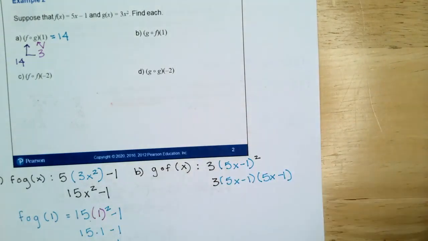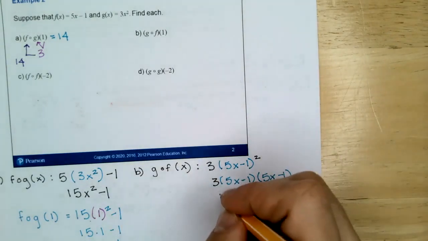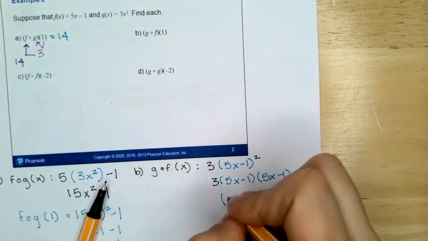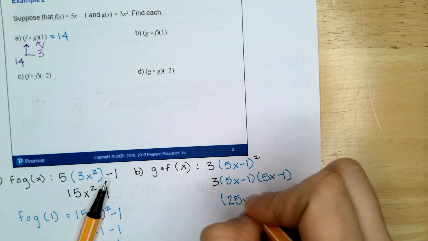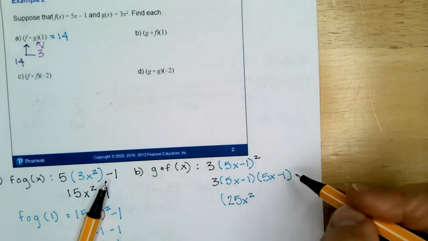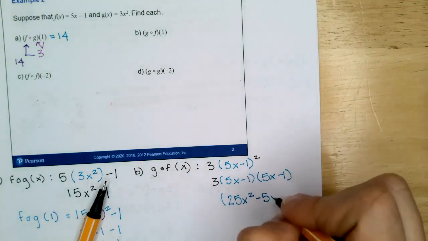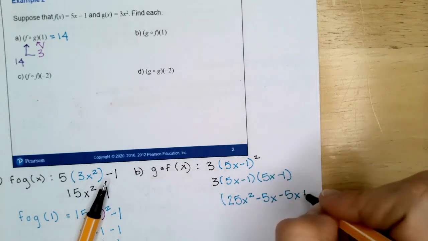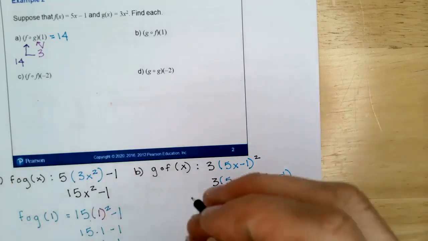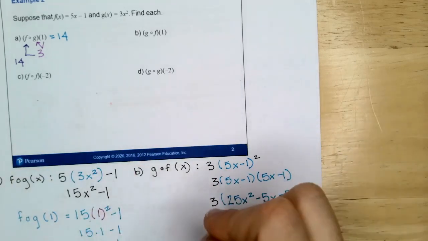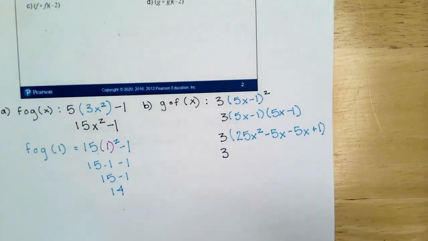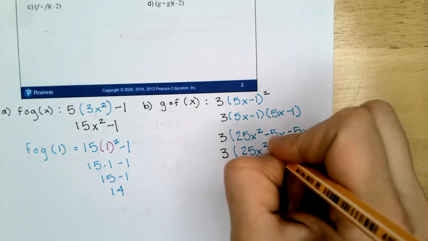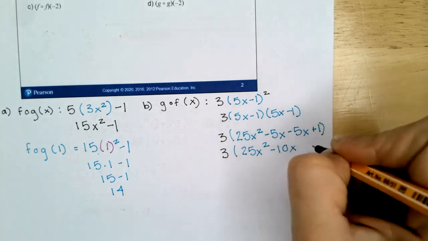Still times 3. Okay, I'm going to do the FOIL first. So that's going to become 5x times 5x is 25x squared. 5x times a negative 1 is a negative 5x. Negative 1 times 5x is a negative 5x. And then negative 1 times negative 1 is a positive 1. Still need to multiply that by 3. So that's 3 times 25x squared minus 10x plus 1.